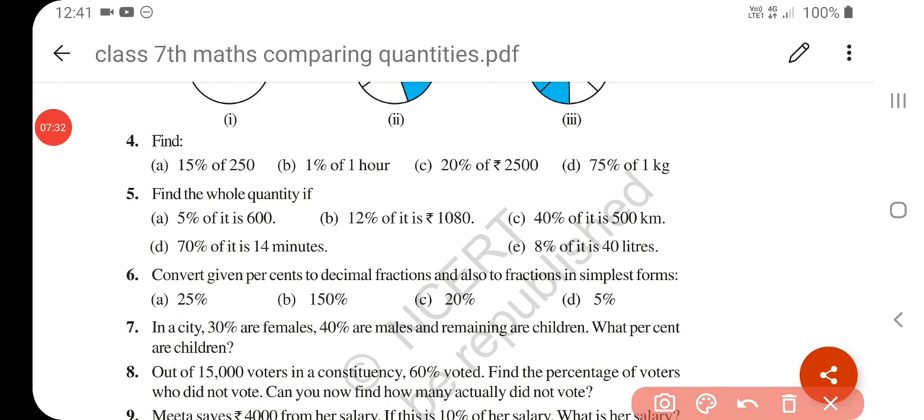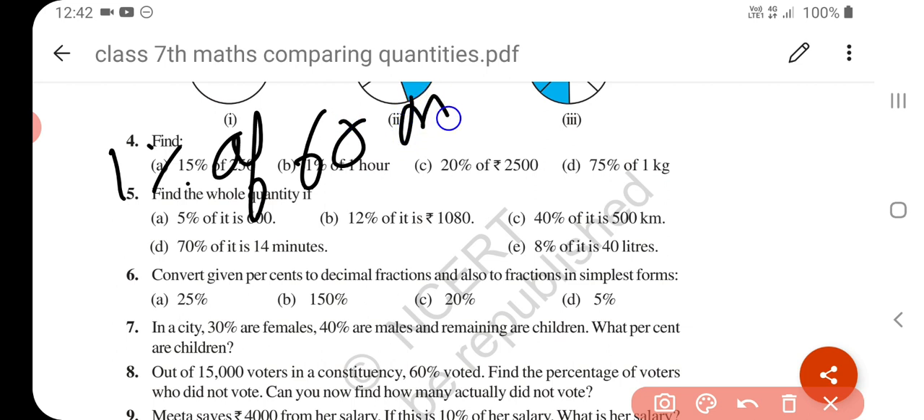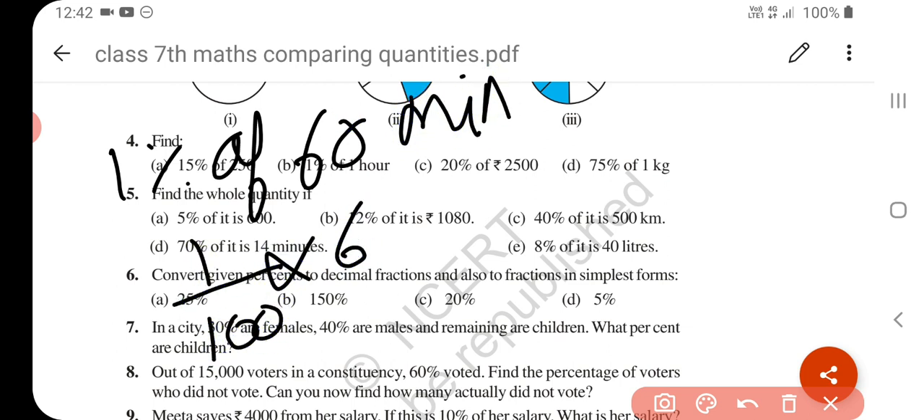So student, 1% of 1 hour. What is the meaning of 1 hour? 1 hour is equal to 60 minutes. Okay, so you have to write 1% of 60 minutes. So it becomes 1/100 into 60.